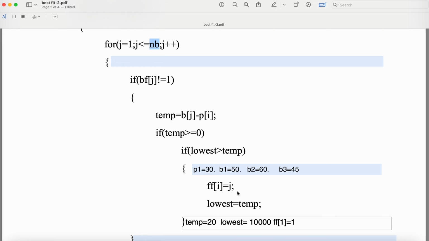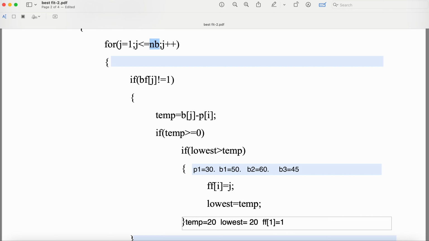Okay. So next, lowest equal to temp. So now the lowest value will become the temp value. What is the temp value? 20. So here this lowest always contains the smallest number. Out of 10,000 and 20, which is the smallest number? 20 is the smallest number. So the body of the innermost for loop is executed.